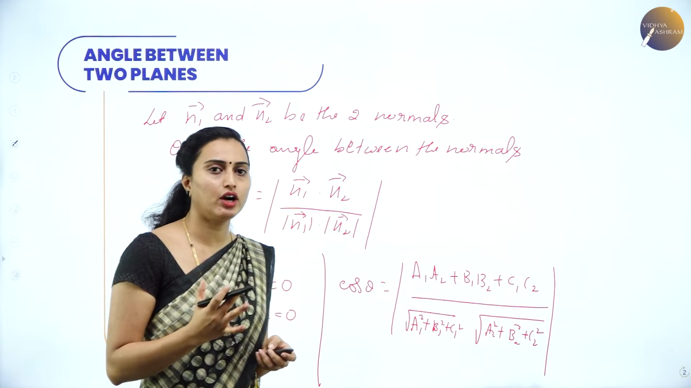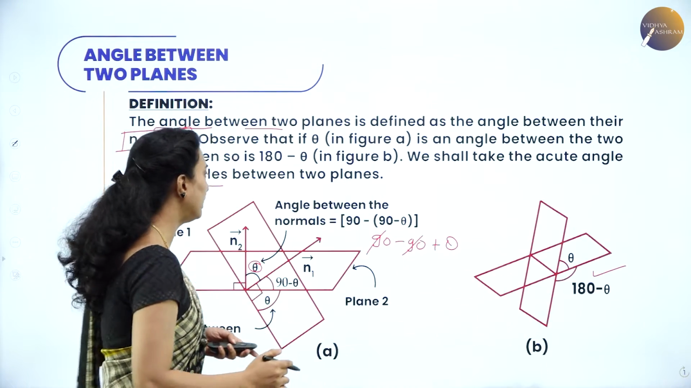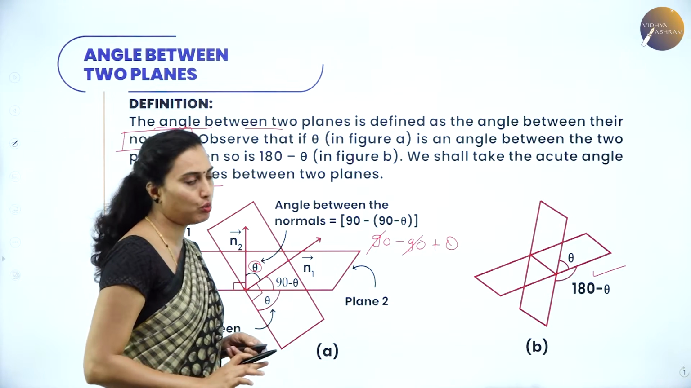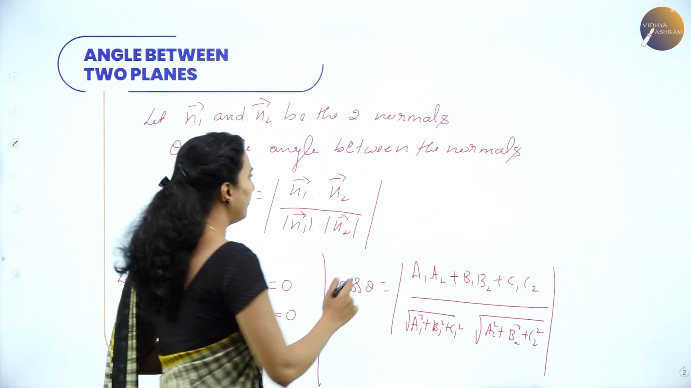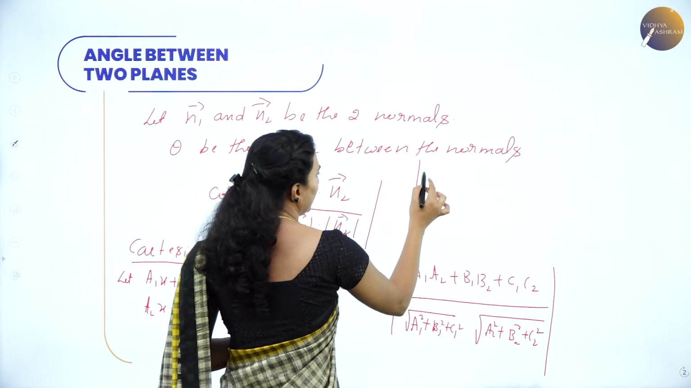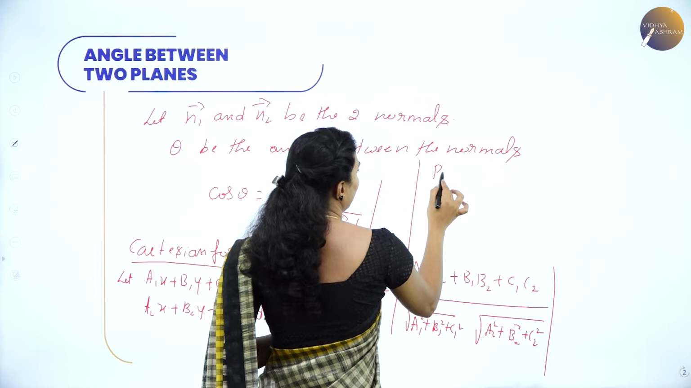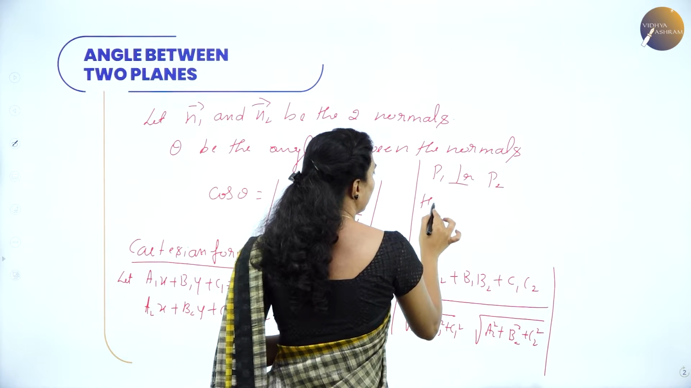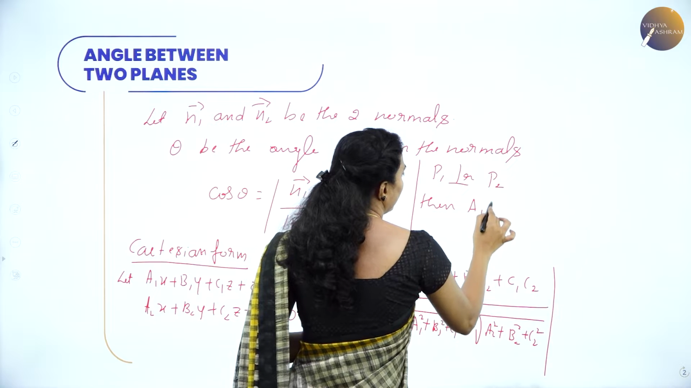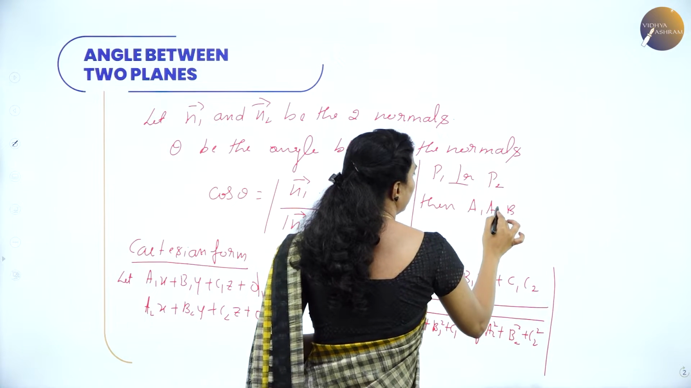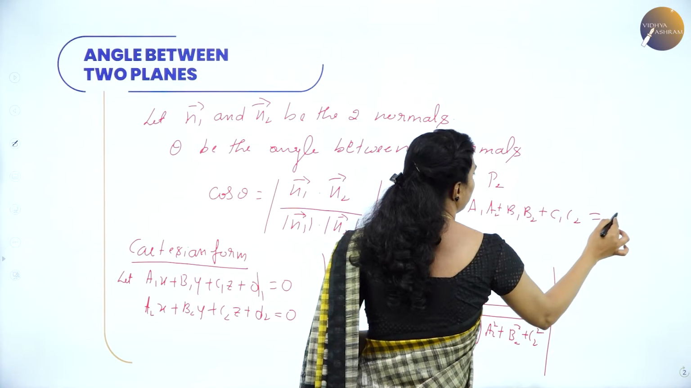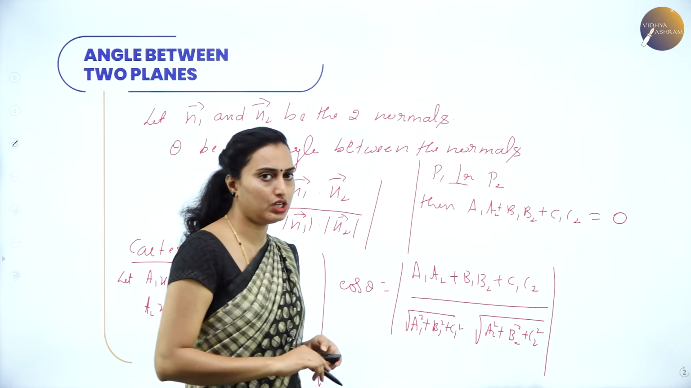So therefore here you are having two conditions. What are the two conditions? When plane 1 is perpendicular to plane 2, what about the cos theta you are having? So here I am writing the condition. When plane 1 is perpendicular to plane 2, then we have A1 A2 plus B1 B2 plus C1 C2 equal to 0. This is a condition.